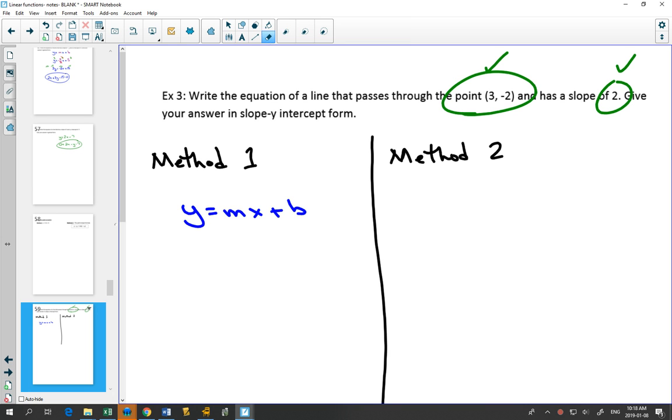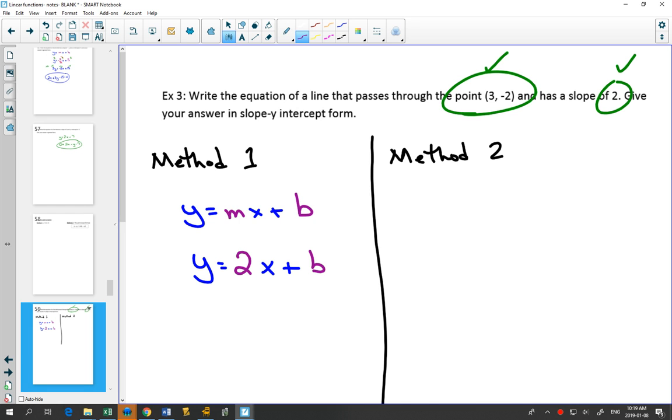oh, I want to use purple again. Just to remind us that our goal in method 1 is to get a number for m and a number for b. The problem with method 1 now is we don't know the y-intercept. We just know a point. In fact, the only thing we can do to begin with is say, I know that m is 2, but I don't know what b is. So I have a problem to begin with.